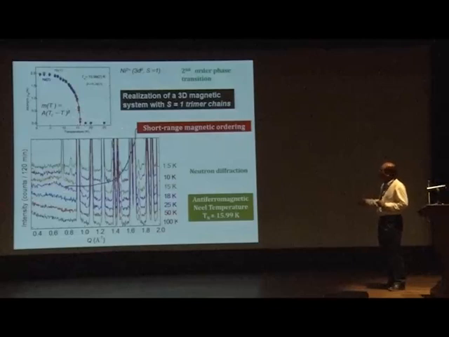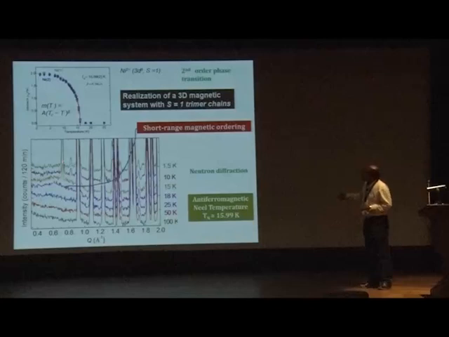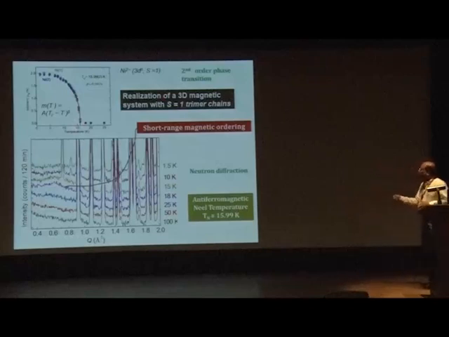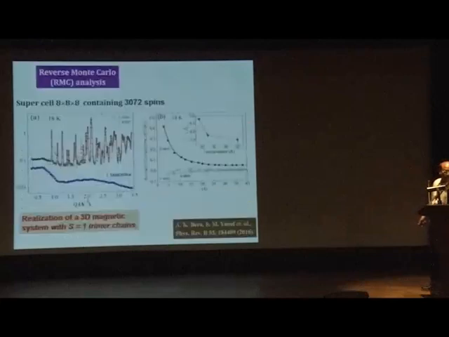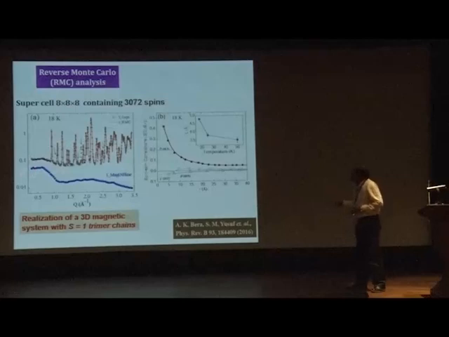Here is the signature. Above this temperature, when you look at the raw neutron diffraction data, we see a broad hump. And this broad hump means there is a short-range magnetic correlation. Spins are still interacting above the so-called magnetic Néel temperature. For that, we have done the powerful reverse Monte Carlo simulation of the experimentally observed data, and this is the magnetic diffuse scattering.